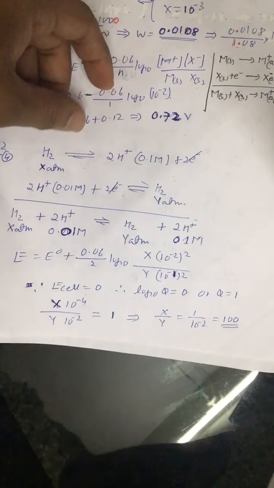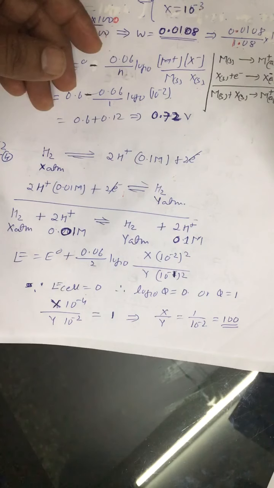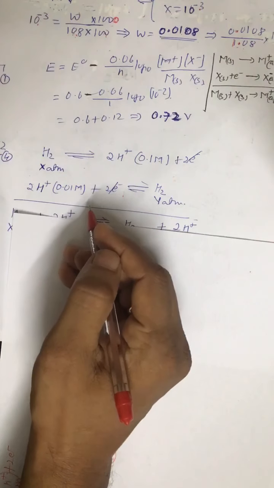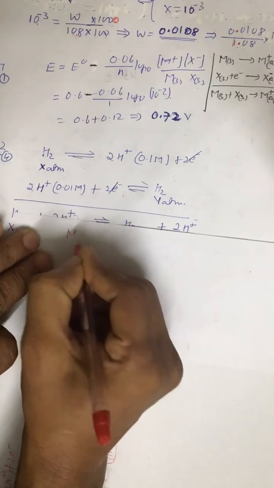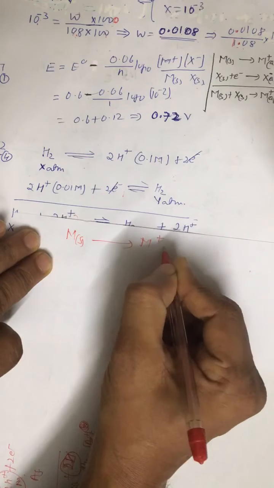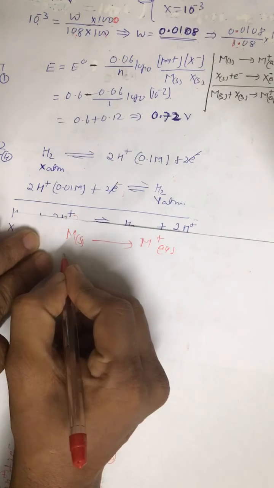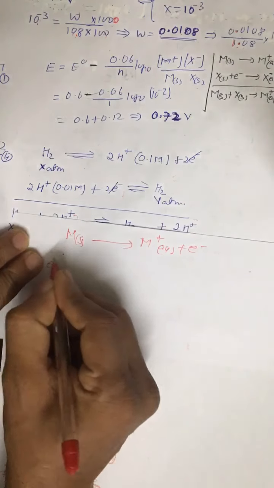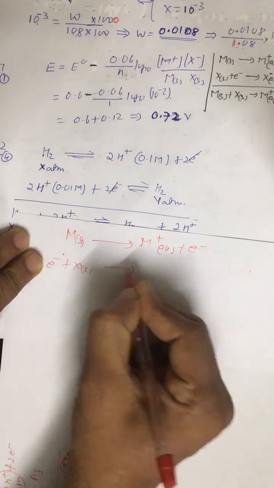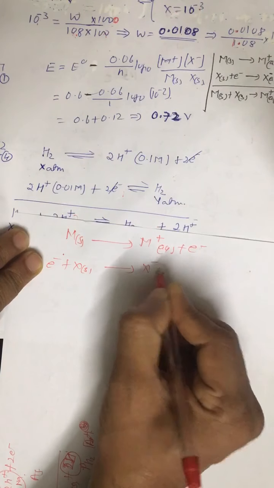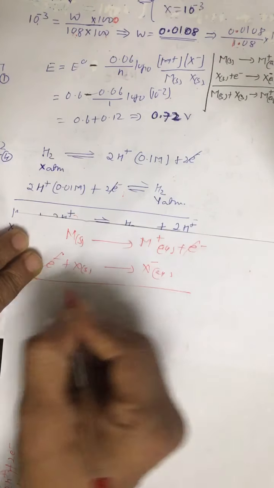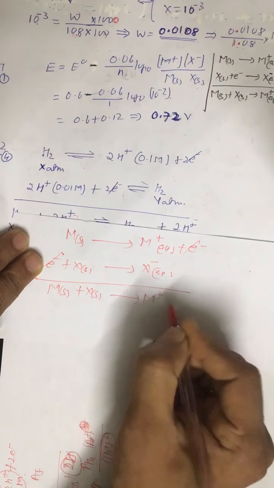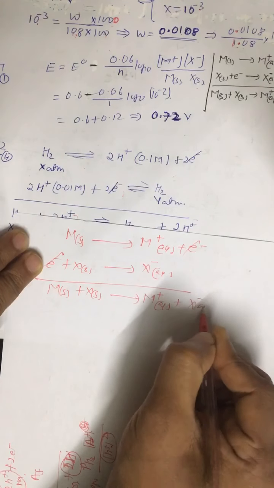Again, look at the cell construction. The cell is M solid getting converted to M positive aqueous. Alright, and then at cathode we have this electron, the lost electron is accepted by X solid and it is converted to X negative. Alright, and now look at the complete reaction. It is M solid plus X solid, that gives M positive aqueous plus X negative aqueous.